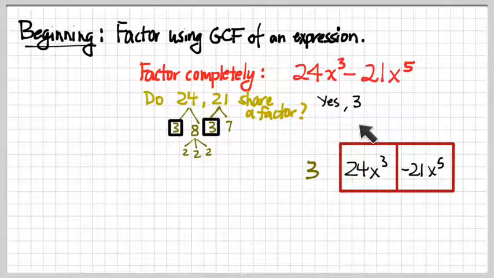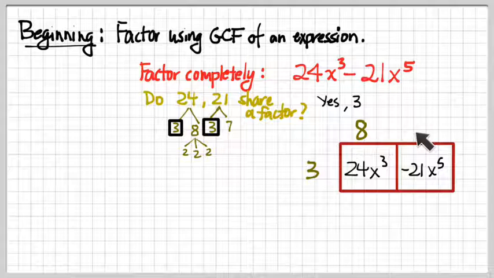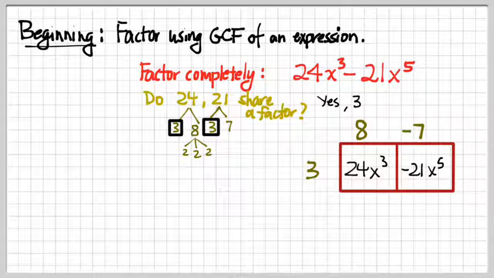And what are the cofactors? How much do I have to multiply 3 by to get 24? 8. That's this 8 from over here. And so I would have an 8 up here on top. And then negative 21 is going to give me negative 7. Okay, so now we've done the factoring piece for the numerical coefficients in this expression. What do we do with the powers of x? X to the third and x to the fifth. What do those two powers of x have in common? What is their greatest common factor?